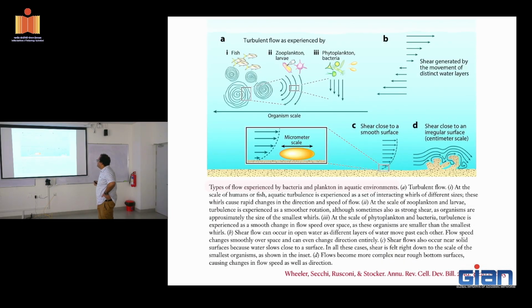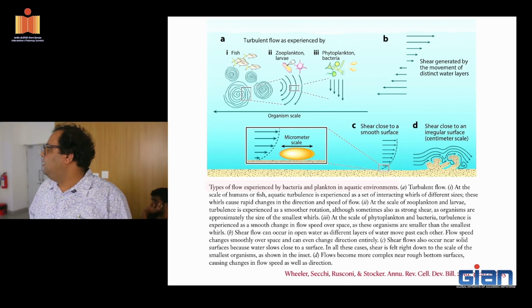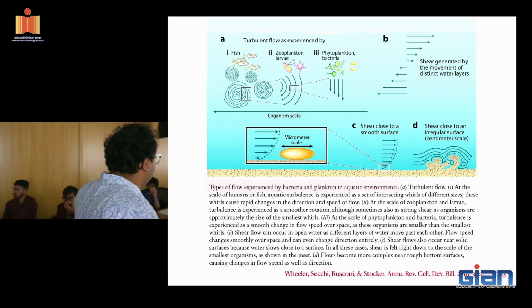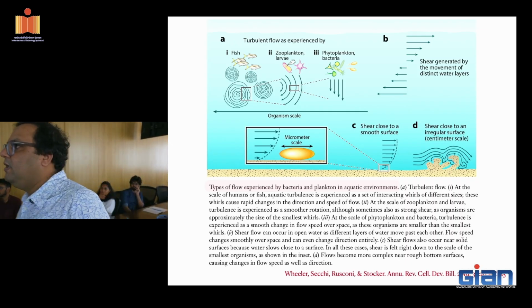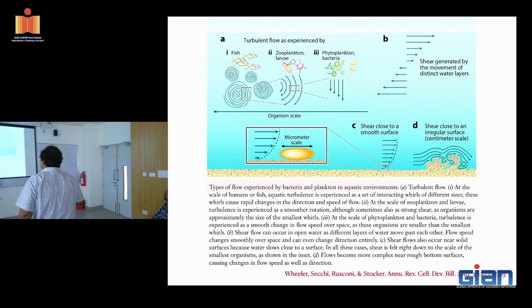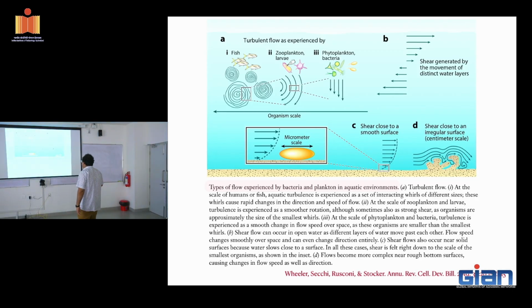Okay. So now what kind of flow environment do these marine objects experience? Let's say I dive into the ocean, of course I will not survive, but just to experience that flow. Or fishes like a whale or some other fish, they will experience these turbulent eddies, okay? So what they will see is aquatic turbulence as a set of interacting whirls of different sizes. You see, many of them may be of the same size or slightly smaller, right?